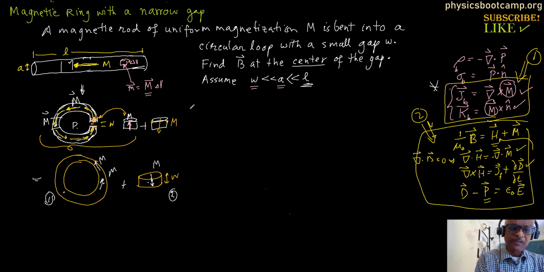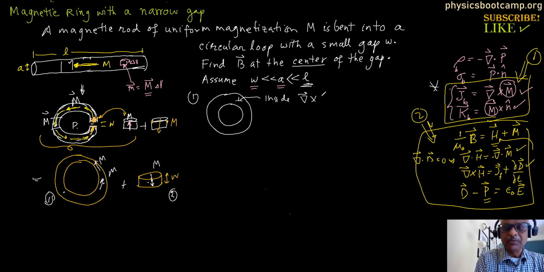So we can say for problem 1, at any point inside, del cross M is roughly 0. So JB is 0. There's no current flowing here. There's no flowing current at all, but there's no bound current either. That means JB is 0. How about KB? KB, I have to go to the surface, at a point on the surface.